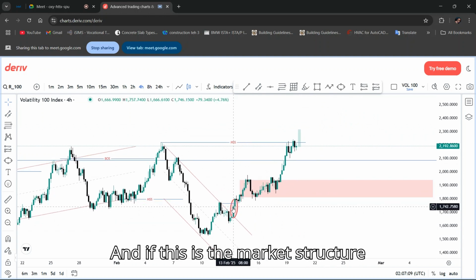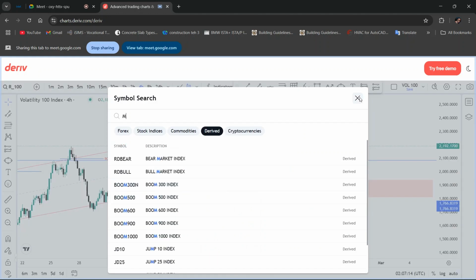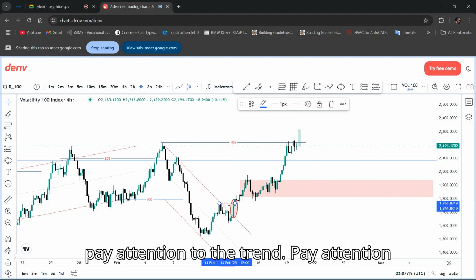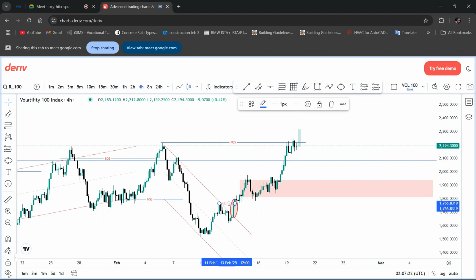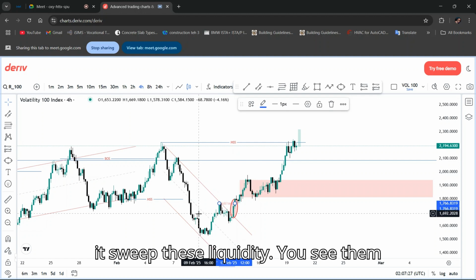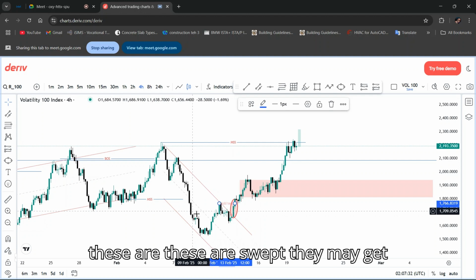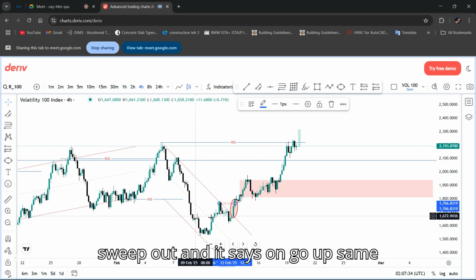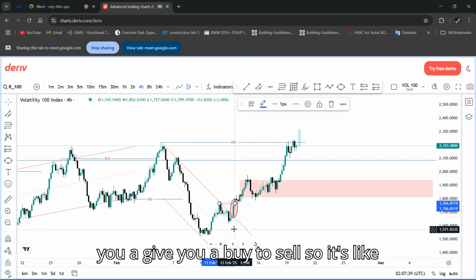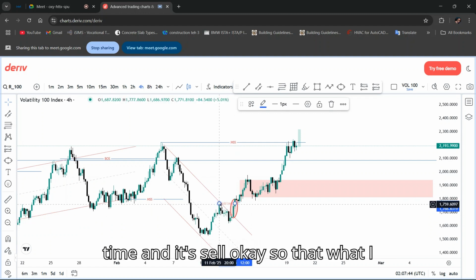And if this is the market structure shift, that's why I said pay attention to trend. Pay attention to trend because remember, market always sweeps liquidity before, so it swept this liquidity. You see the liquidity over here. These were swept. It might sweep out, stay and go up at the same time and pull back. Like it gave you a buy to sell. So it's like it tried to form an order block, but it never respected the order block. So it buys up and it sells.